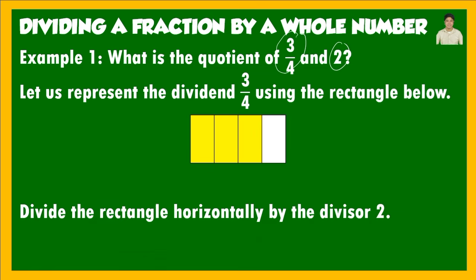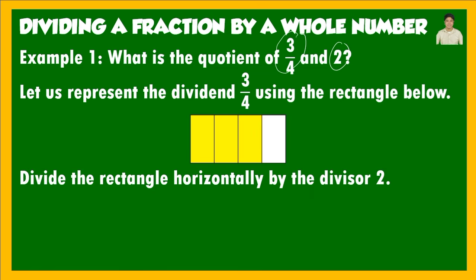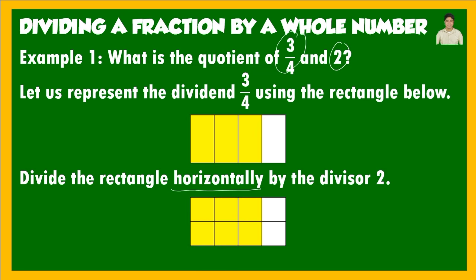Okay. Next, divide the rectangle horizontally by the divisor 2. So, after nating i-represent yung 3/4 using rectangle, ayan, yung shaded portion niya, i-divide naman ngayon natin yung rectangle horizontally. Ibig sabihin ng horizontally, pahiga. Okay. By the divisor 2. So, yung divisor natin is 2. Kaya hati natin po sa 2. So, ayan. So, yung rectangle natin sa first figure, hinati po natin sa gitna. Again, equal pa rin po dapat ang ating pagkakahati.